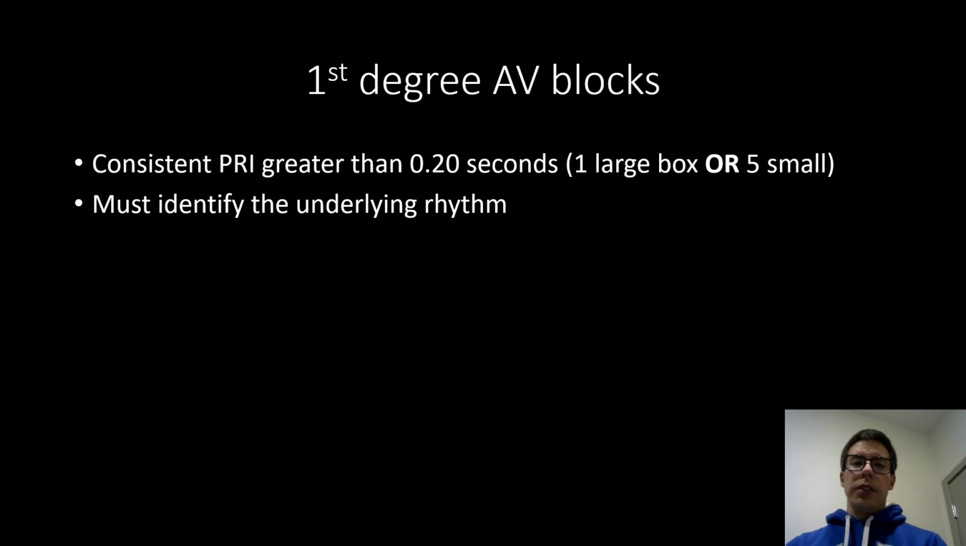So with first degree AV blocks, there is a consistent PR interval, but it's going to be greater than 0.20 seconds or one large box.